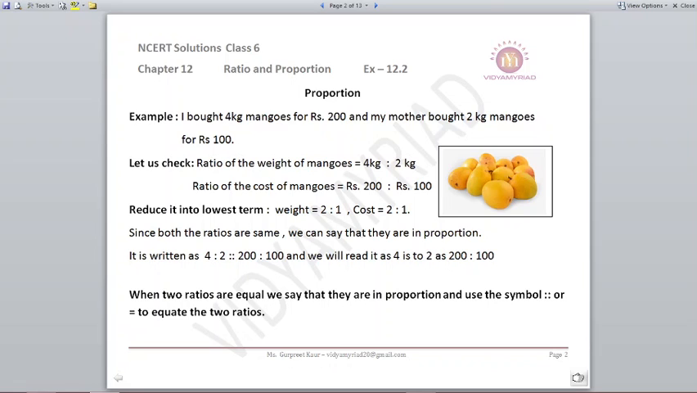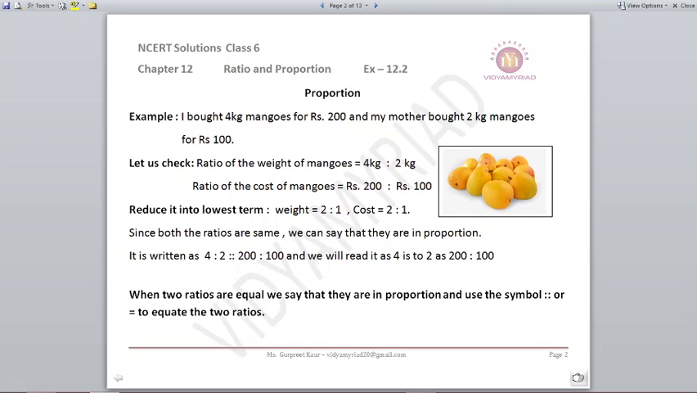Same way, I will find the ratio of the cost of the mangoes, that is rupees 200 is to 100. Both are again divisible by 100, so it is 2:1. In both the cases, we are getting the same ratio, that is 2:1. So we can say that they are in proportion, and it will be written as 4:2, that is we put a colon and then we put double colons to show that they are in proportion. 200 is to 100, and we read it as 4 is to 2 as 200 is to 100.